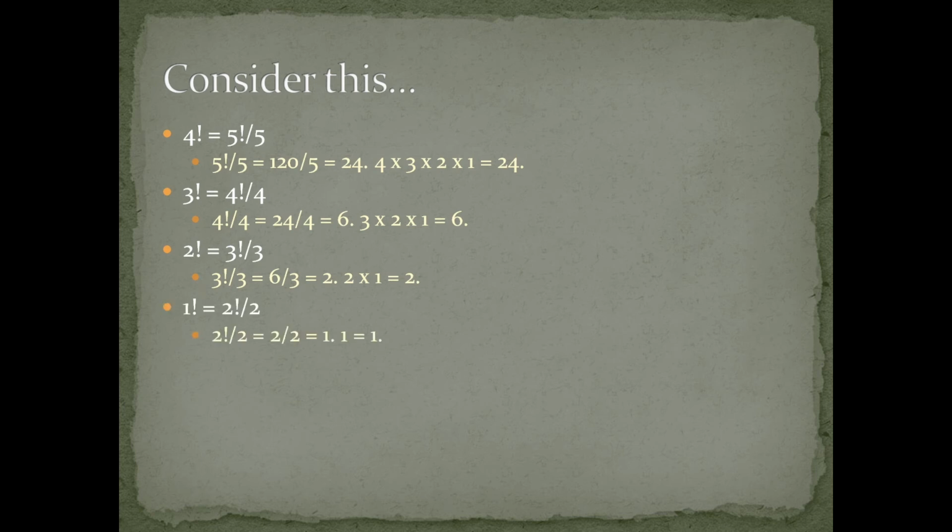And finally, we would have 1 factorial equals 2 factorial divided by 2. That's 2 divided by 2, which is 1. And 1 factorial is, as we already mentioned, 1. So if that same pattern holds, then 0 factorial is going to equal 1 factorial divided by 1. That gives us 1 again. So if this pattern fits, this is why 0 factorial is equal to 1.